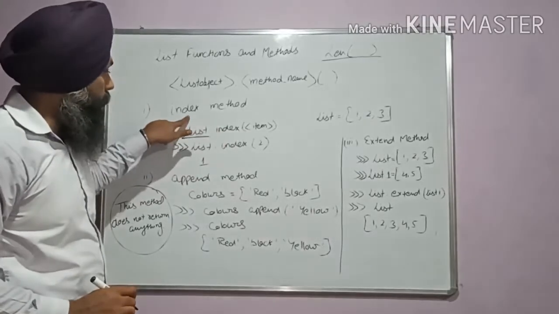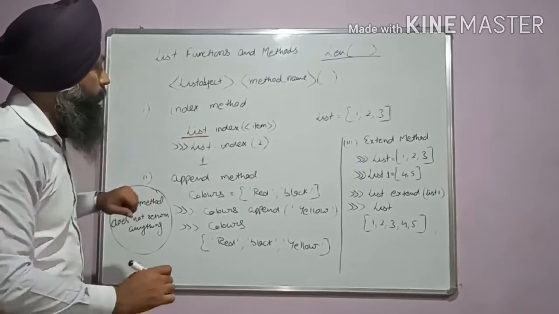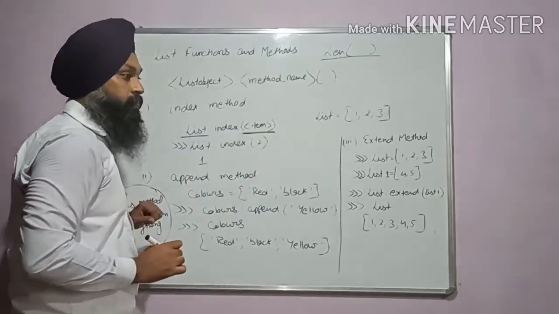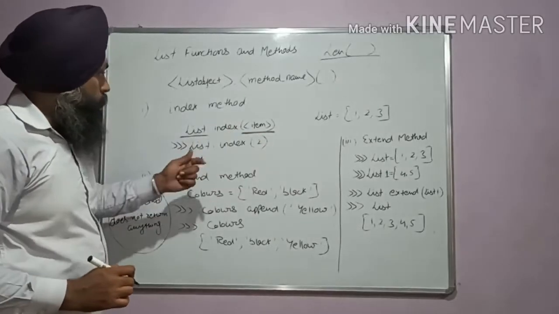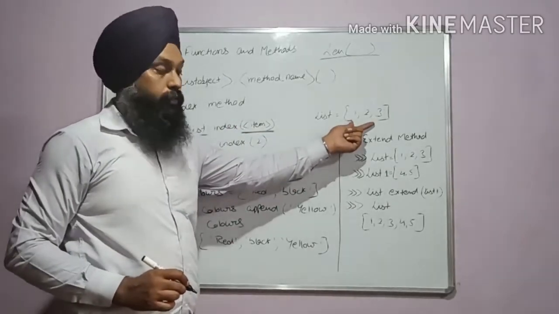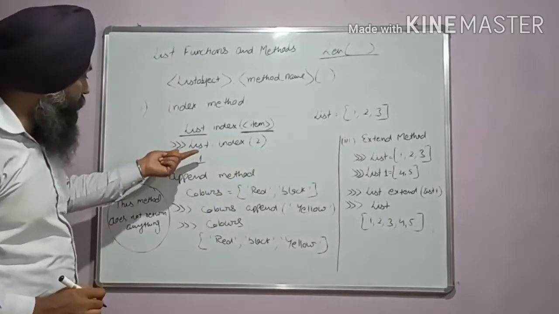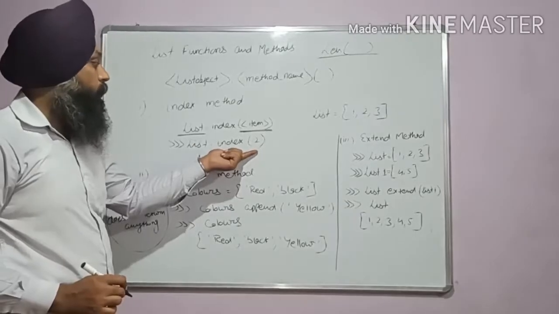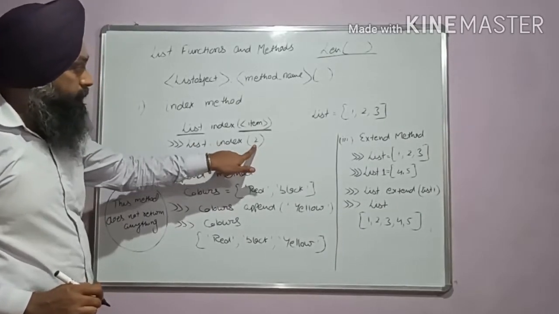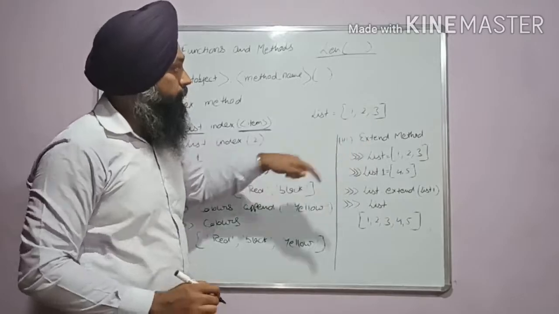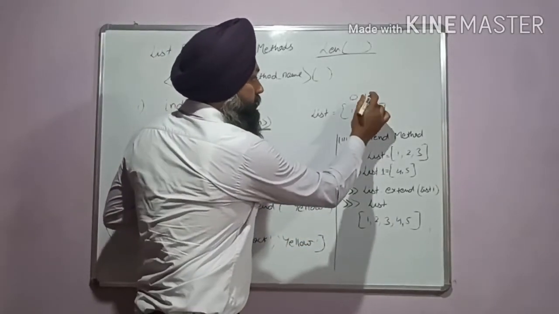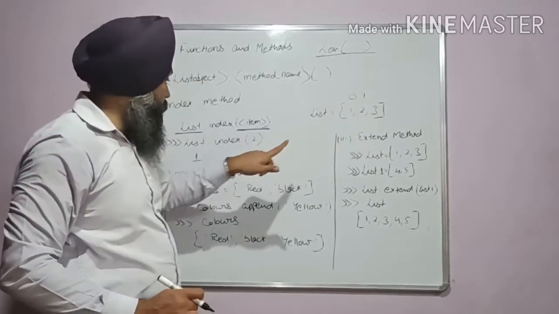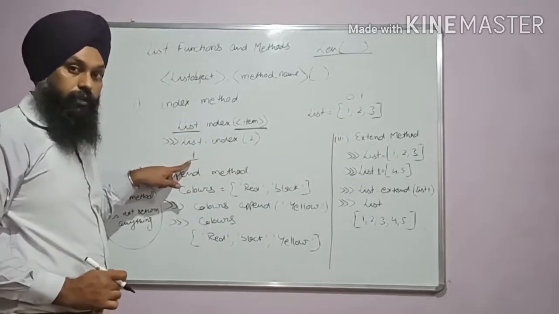For example, here we are using the index method, and here we will write the number or the element whose index we want to get. Suppose we have the list 1, 2, and 3, and here we have written list dot index 2. It means we are going to find the index of this element 2. So this element is at index 1, because 1 is at index 0 and 2 is at index 1. So here we will get the result 1.